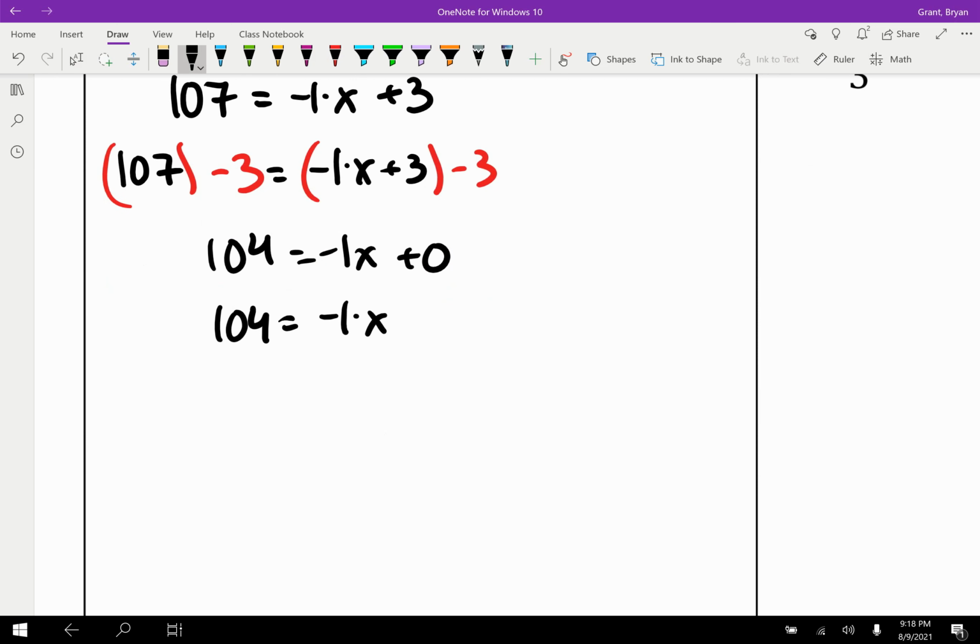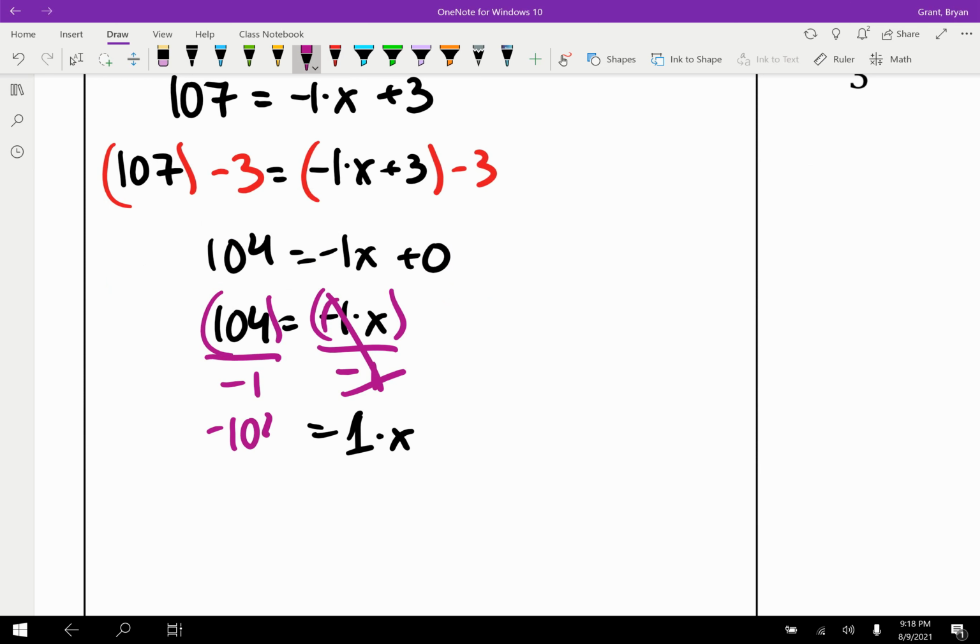What's the opposite of multiplying by negative 1? We just did this. It's dividing by negative 1. This makes a positive, negative by a negative. That's what we want. We want a positive 1x. On the left side, a positive divided by a negative is a negative. And so my final answer, if you want to write the x on the left side, you can. X equals negative 104.